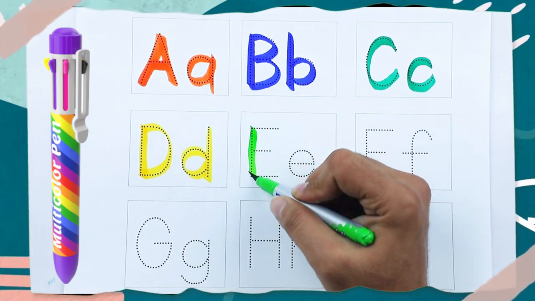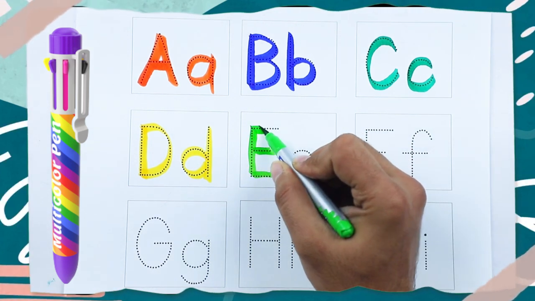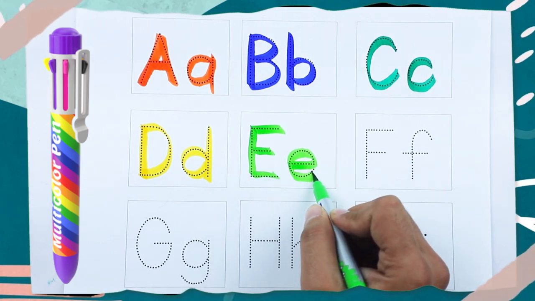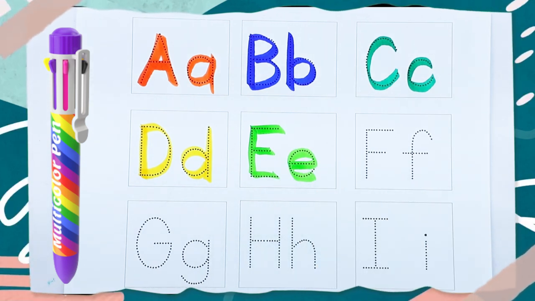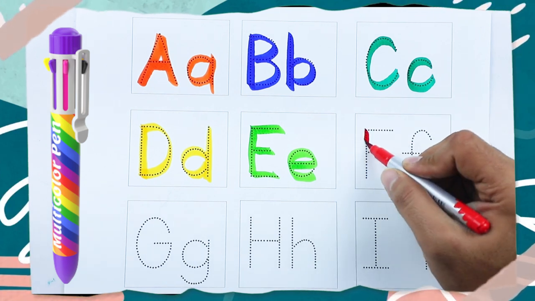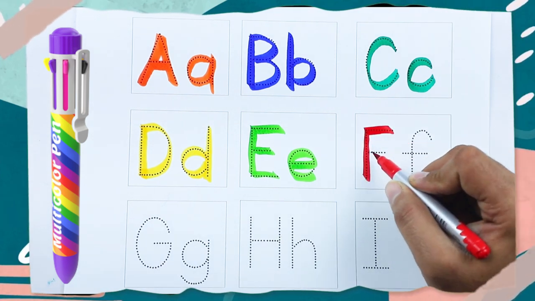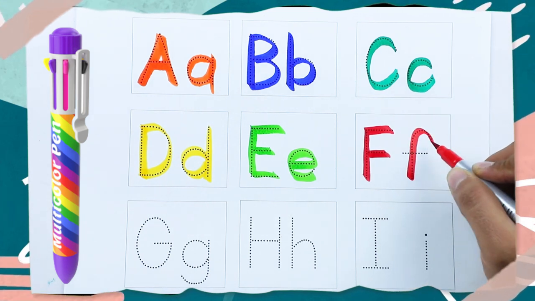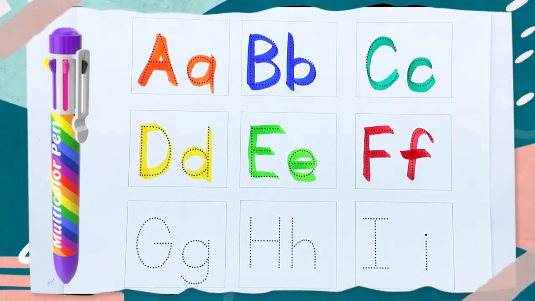Green color, capital E. E for elephant. Green color, small e. E for elephant. Red color, F. Capital F. Red color, small f. F for freeze.